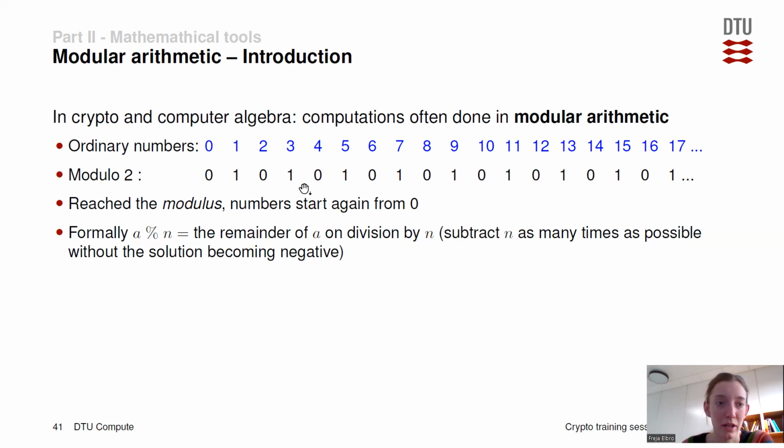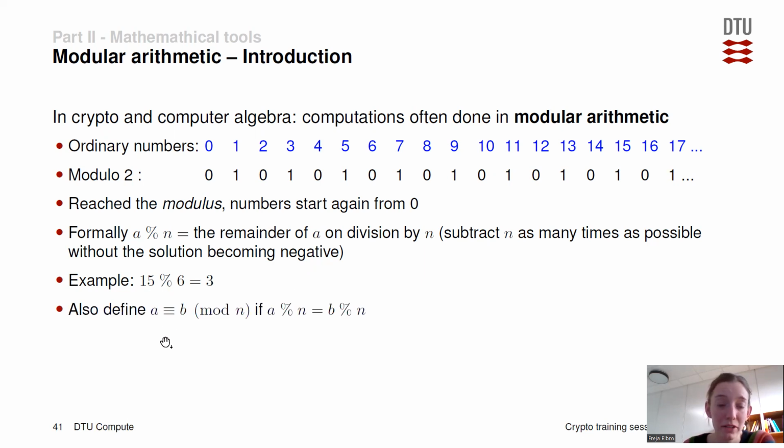So for example, if I want to calculate 15 modulo 6, I subtract 6 from 15 as many times as I can. So 15 minus 6, that's 9. I can still subtract 6 again. So that's 3. And then I can't subtract 6 anymore. So 15 modulo 6 is 3.